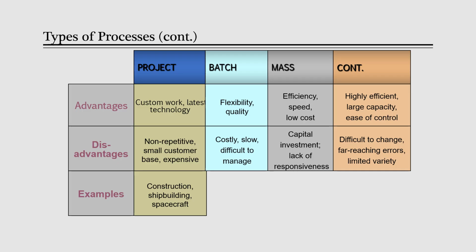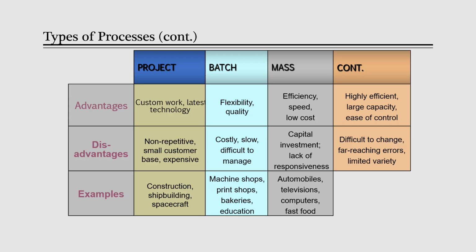Now, what are the examples for projects? You can see constructions, shipbuilding, spacecraft building, etc. For batch production, machine shops, printing shops, bakeries, education institutes, they are going to produce batches. In mass production, automobiles, which means car manufacturing, television manufacturing, computers, fast foods. In continuous production, paint production, chemicals, then foodstuffs, you can see. Now I think you have a clear idea with regard to different types of processes.